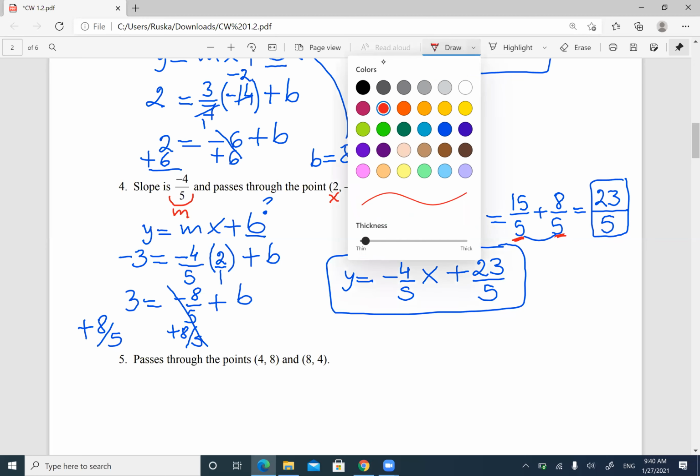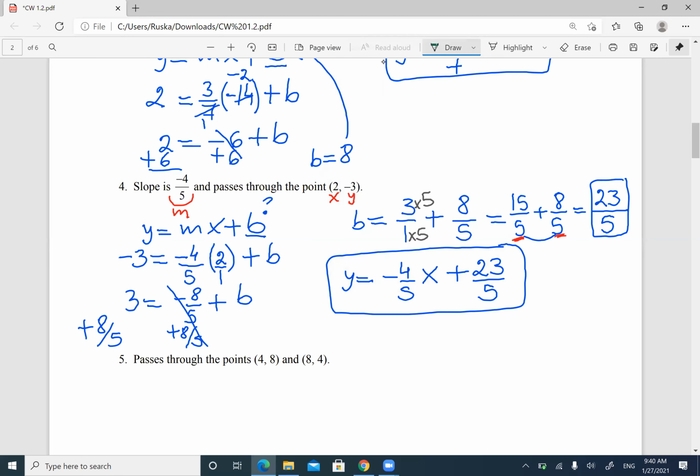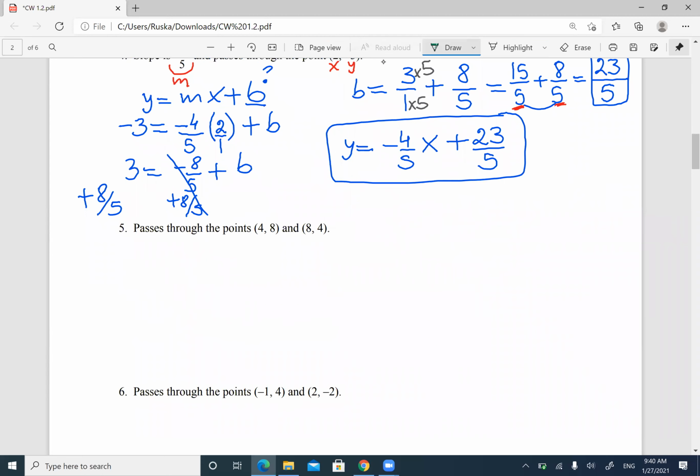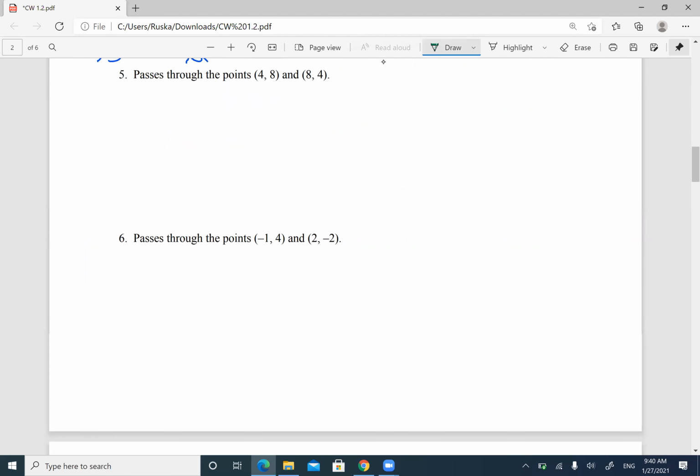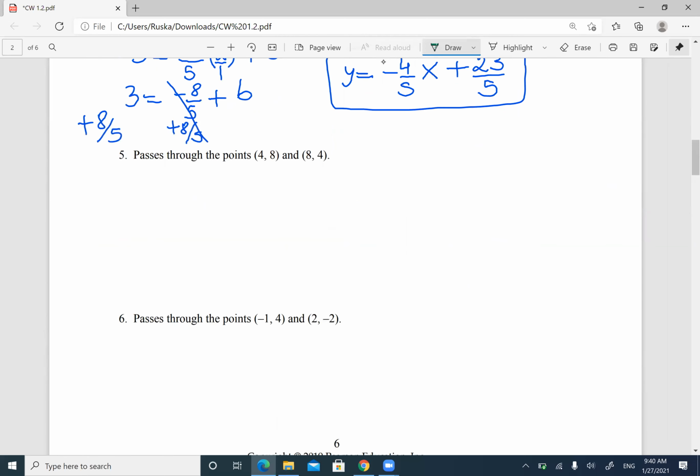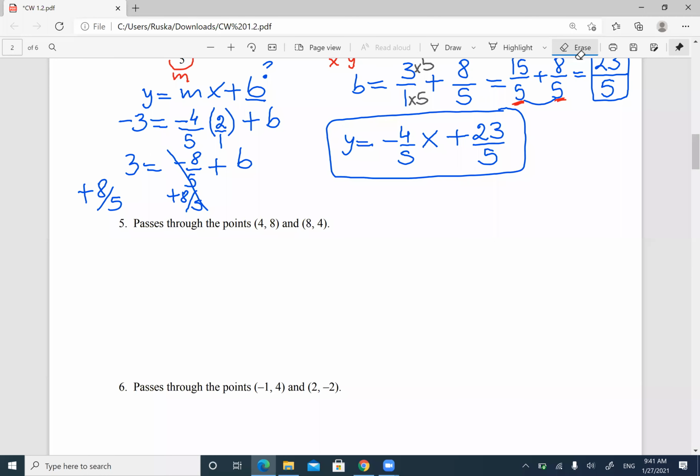Okay? So then you go into the next one, which is number 5. So number 5, you have to do pretty much the same, but you have an additional extra step here. Because for this one, they give me only 2 points. We don't have the slope, we don't have the y-intercept, we need to find the equation. So the next one we're gonna do the same, just the difference is we're gonna find the slope by ourselves. So we're gonna do an additional extra step in the beginning.